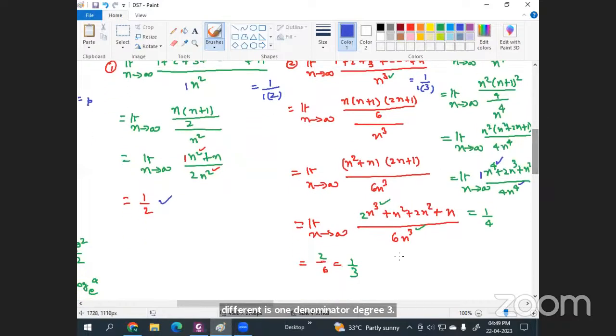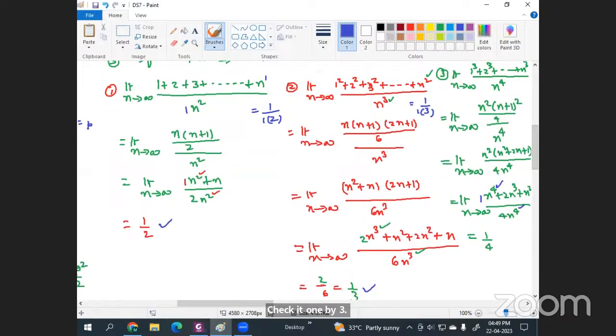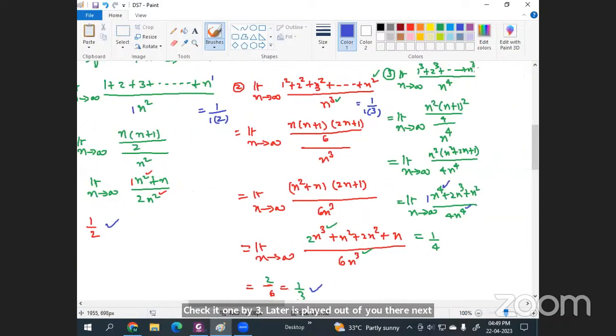Check it, 1 by 3. Right? Is it clear to all of you? Then next comes the last problem of this one. Here n cube is there, n power 4 is there. The degree is 3 and the degree is 4. The difference is 1. The denominator degree is 4, and the coefficient of n power 4 is 1. So your answer is 1 by 4.